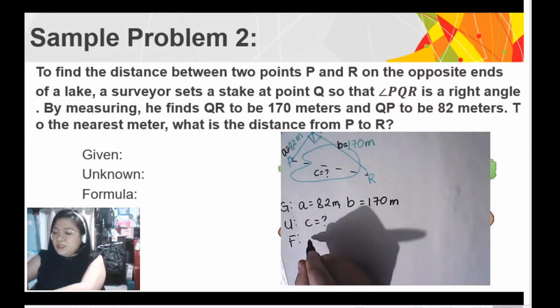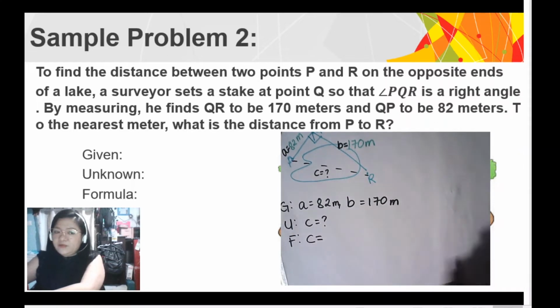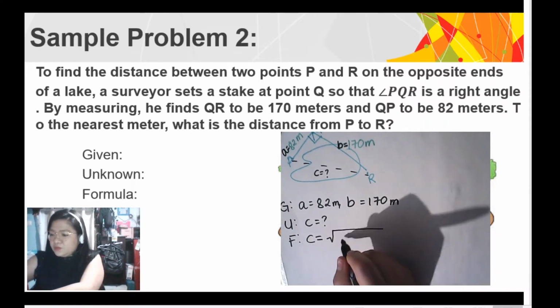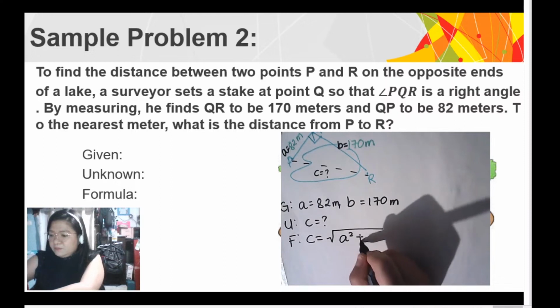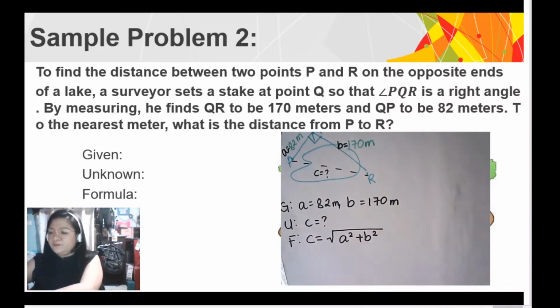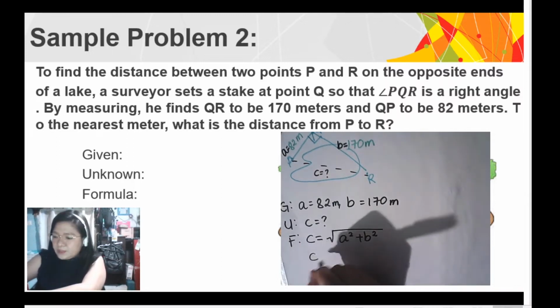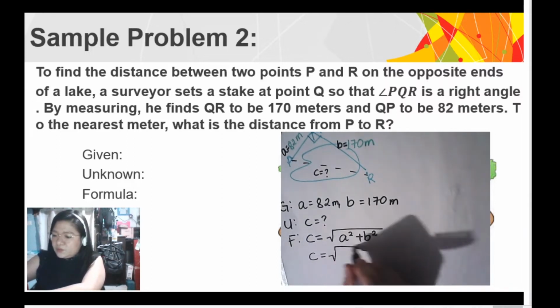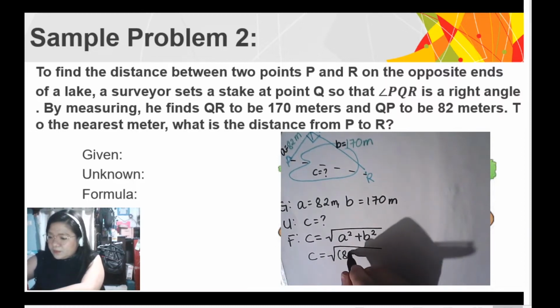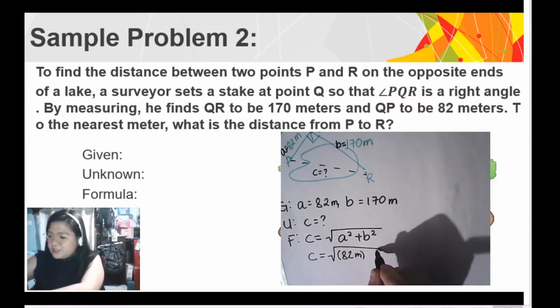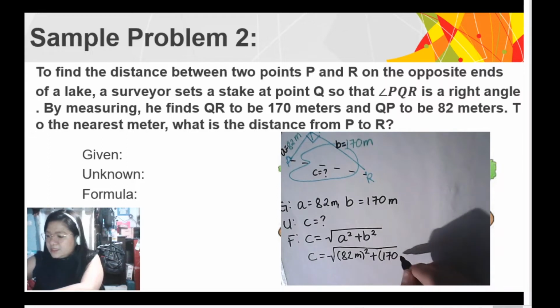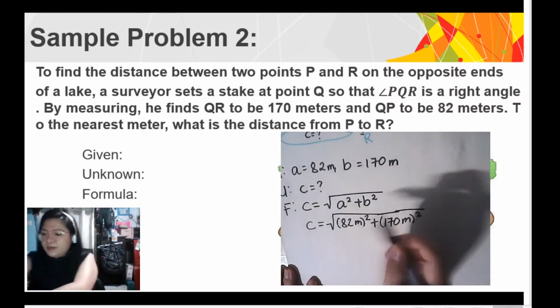The formula that we need is the formula for C, which is the square root of A squared plus B squared. For our solution, substitute our values in our formula. C is equal to the square root of 82 meters. Let us now put our units. 82 meters squared plus 170 meters squared. Let us evaluate our radicand.